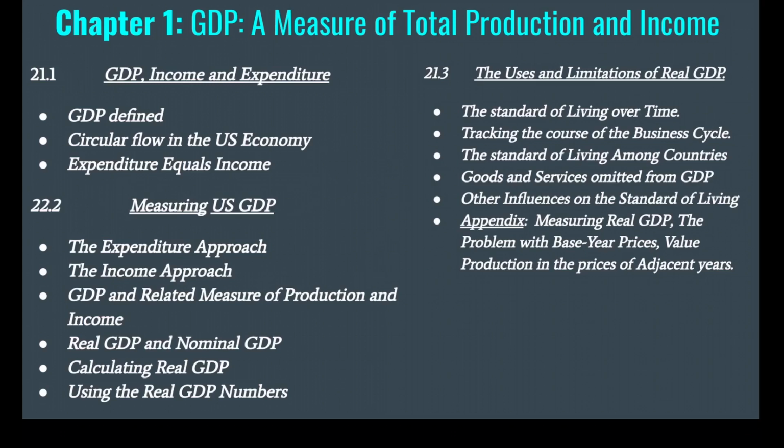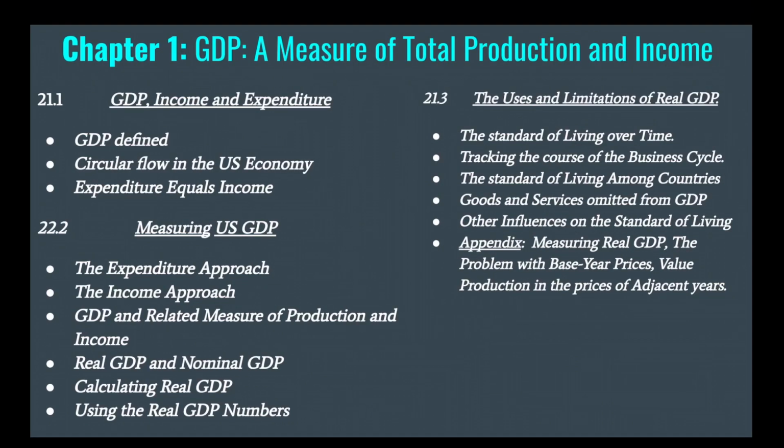21.1, GDP, income and expenditure. GDP defined, circular flow in the US economy, expenditure equals income. 21.2, measuring US GDP, the expenditure approach, the income approach, GDP and related measures of production and income, real GDP and nominal GDP, calculating real GDP, using the real GDP number.